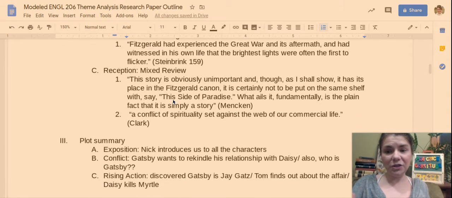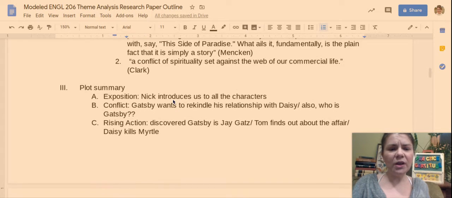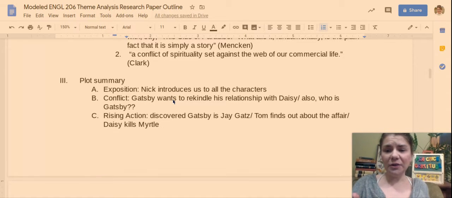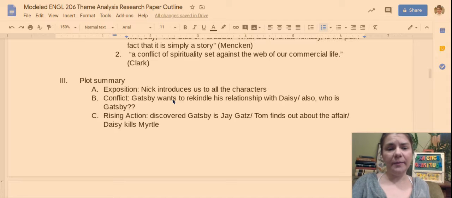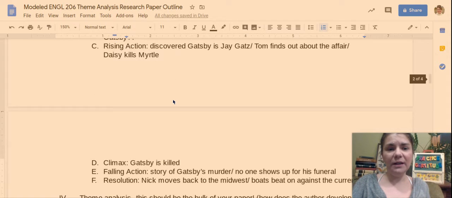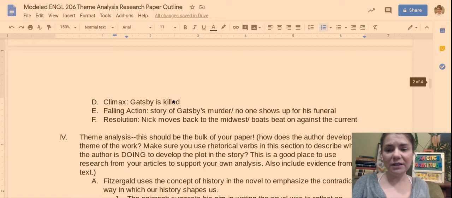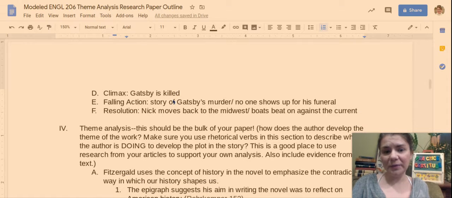Your background is going to look different depending on what you're actually doing and working with. Okay, next, you're going to include a brief plot summary, and I just use the parts of the plot. We know the plot right now. You don't need all the details. This is not the bulk of your paper.